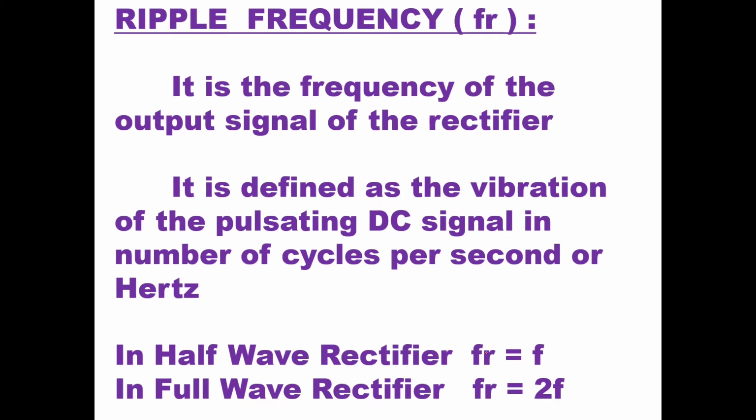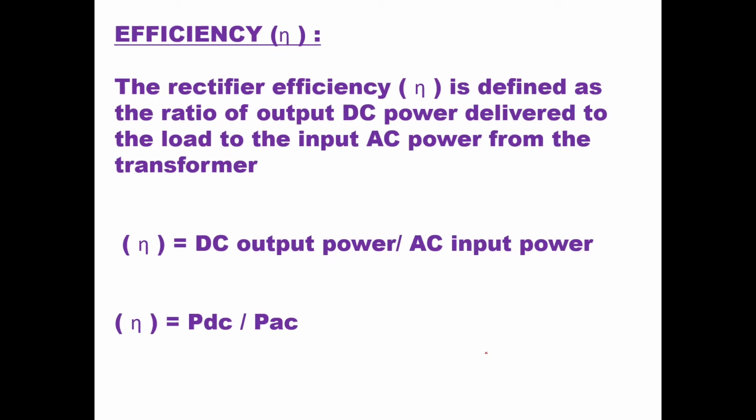Hertz is a unit of frequency. For a half wave rectifier, the ripple frequency FR is equal to F, where F is the original frequency. In a full wave rectifier, FR is equal to 2F, that is twice the original frequency at the input. That means FR is equal to F for half wave rectifier, and FR is equal to 2F for full wave rectifier. Then we'll go to see efficiency of a rectifier.